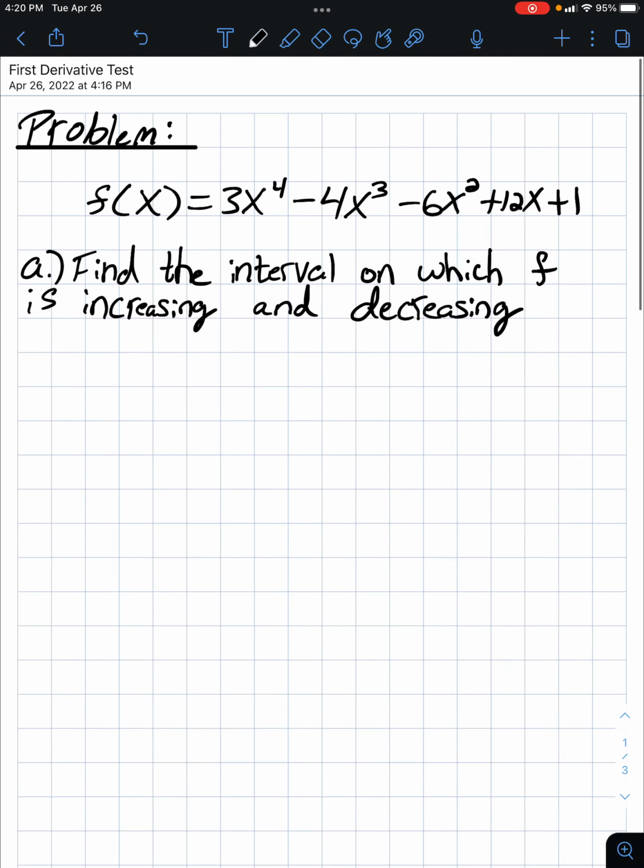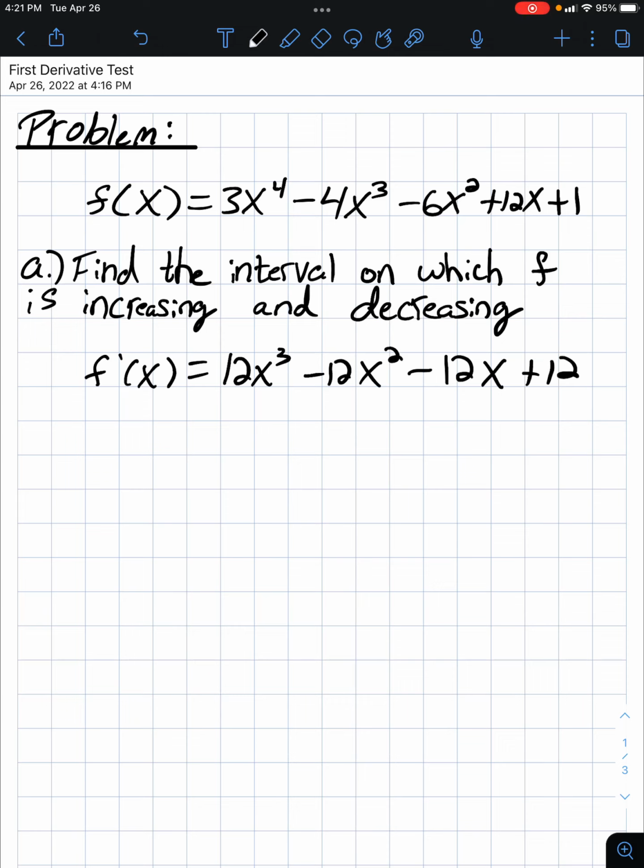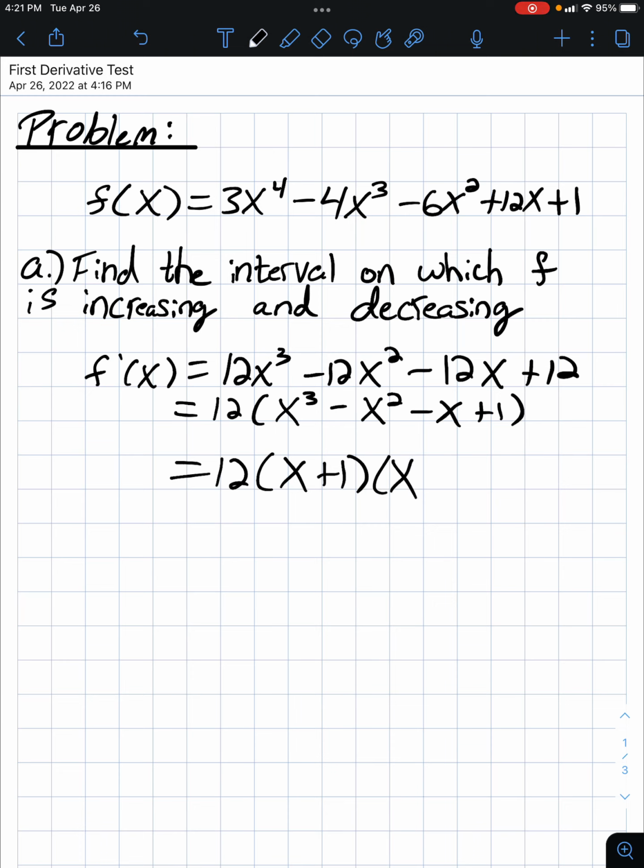So if we do that, we get f prime of x equal to 12x to the third minus 12x squared minus 12x plus 12. Now we can simplify this by first removing our 12. So we get 12 times x cubed minus x squared minus x plus 1. And then we can simplify this down again. So we get 12 times x plus 1 times x minus 1 squared.